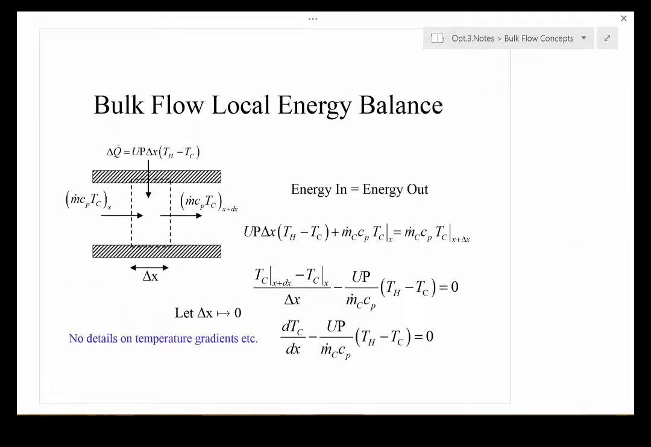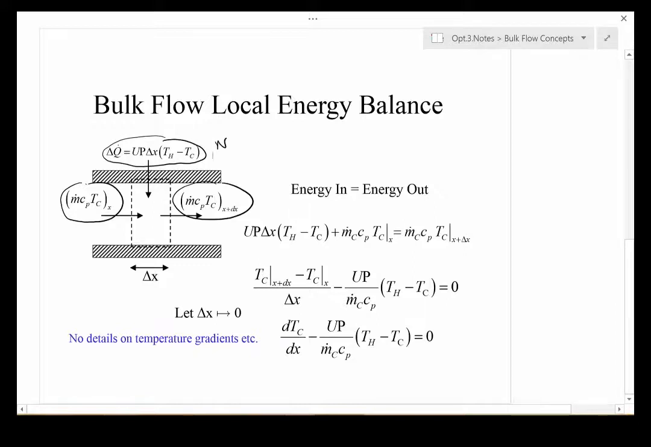So we're often at times going to work with the bulk flow energy balance. And so in terms of the bulk flow energy balance, we have an enthalpy flow in, an enthalpy flow out, and we have a Newton's law of cooling term on the perimeter or the periphery of the control volume. So we have some control volume. We're interested in what's going on there. This control volume has some length delta x. Energy in is equal to energy out. So the way we formulated this, energy in is this Newton's law of cooling plus the flow in at the left side. Energy out is the flow out at the right side.